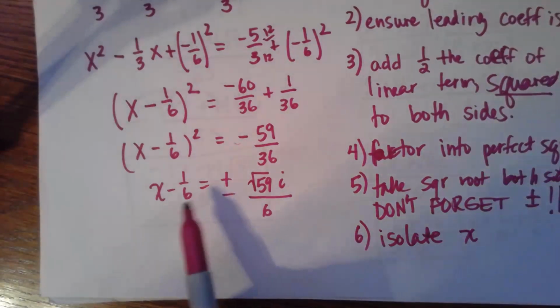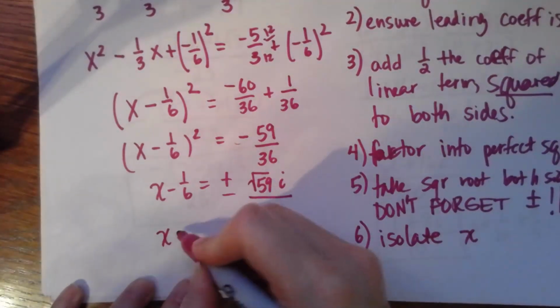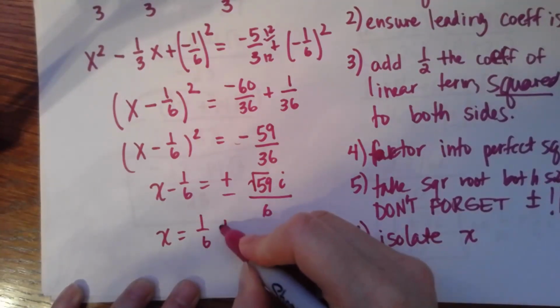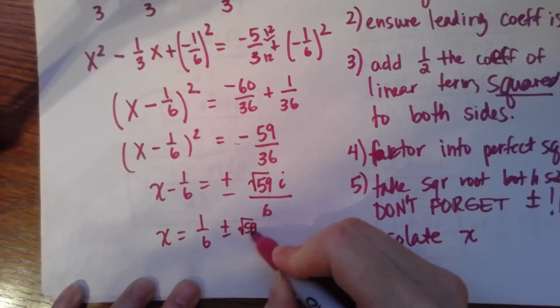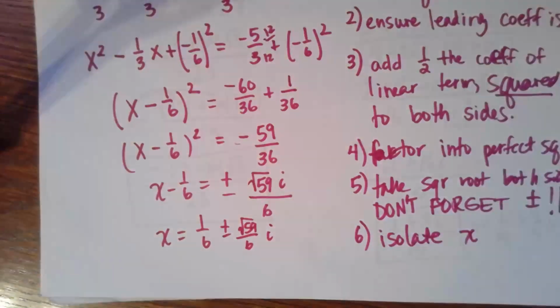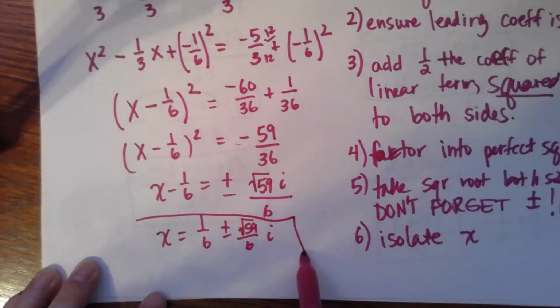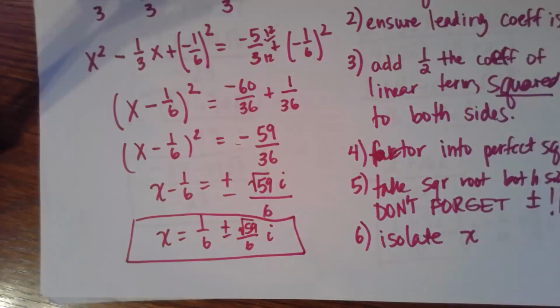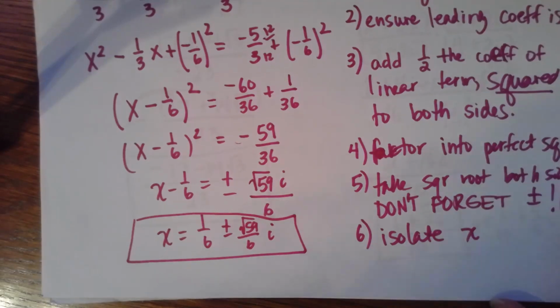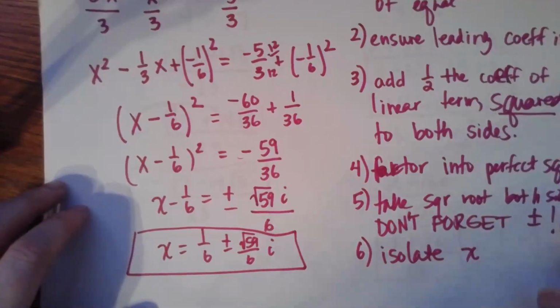And we isolate x by adding 1/6 to both sides, so we'll get 1/6 plus or minus the square root of 59/6 i. Okay. And so those are our two answers. Alright, so that should hopefully be a good review of how to complete the square to solve a quadratic equation.